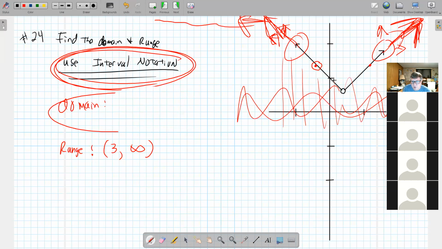Now, me having manipulated this and changed it, it also is going to change the domain. So looking at this new variation with this hole here, now the domain would be from negative infinity up to, but not including 3, along with 3 to infinity.